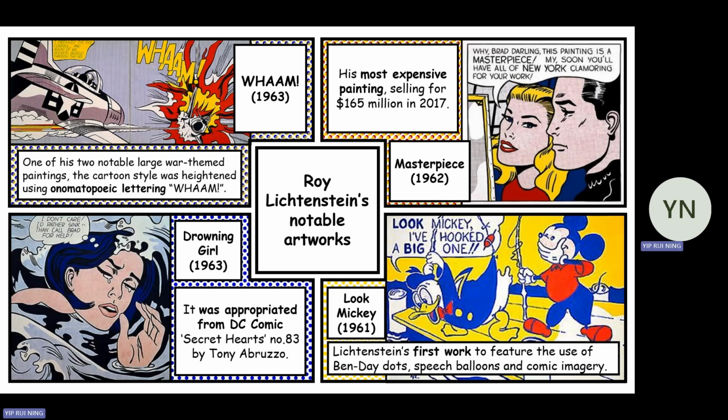Lichtenstein also added irony to the image, where Donald Duck says he hooked a big one, when in reality, he actually hooked himself, effectively calling himself the Big One. His most expensive art is Masterpiece, selling for $165 million in 2017 and was regarded as Lichtenstein's greatest retrospective.